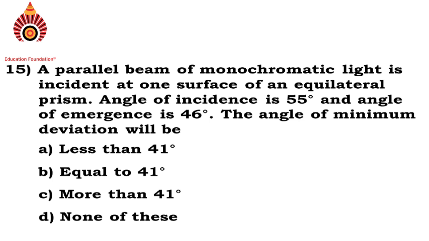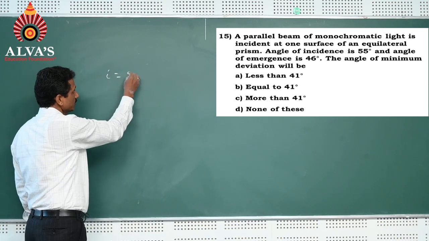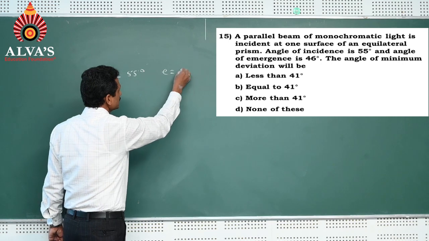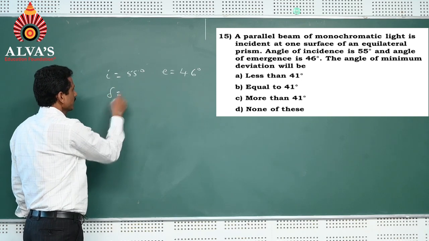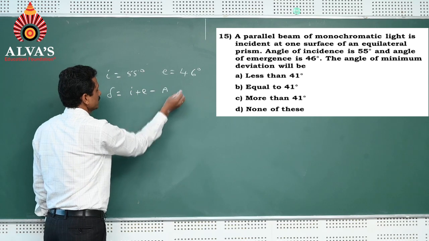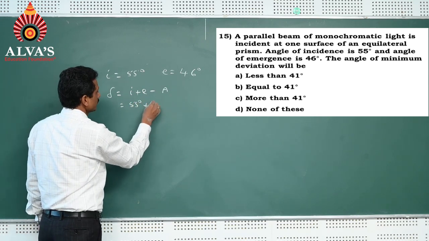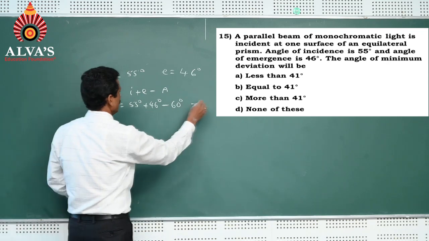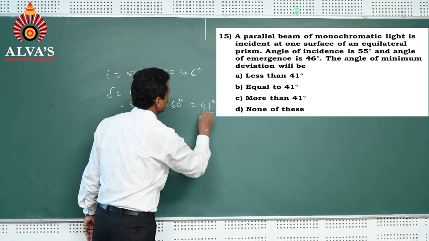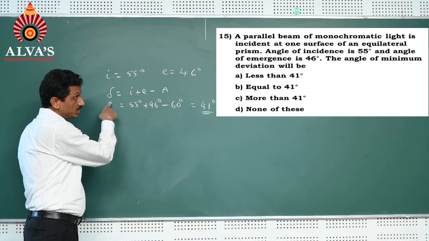A parallel beam of monochromatic light is incident on one surface of an equilateral prism. The angle of incidence is 55 degrees and the angle of emergence is 46 degrees. The angle of minimum deviation will be... See, this angle of incidence is given as 55 degrees, the angle of emergence is given as 46 degrees. Our aim is to find out, you can find delta, the angle of deviation, which is i plus e minus A, that is 55 degrees plus 46 degrees minus 60 degrees, which is 41 degrees. See, delta, the angle of deviation, is 41 degrees.